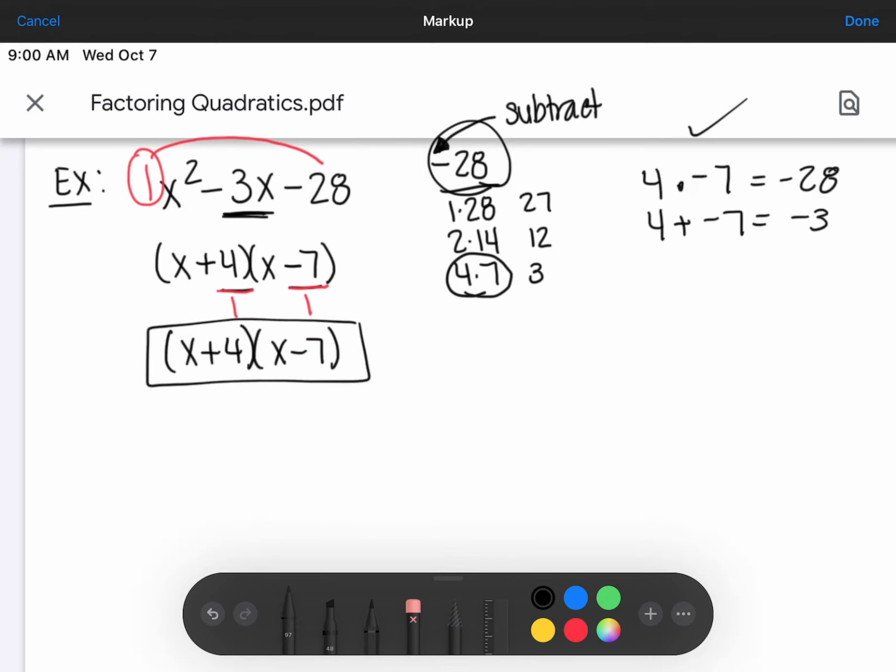And usually if your coefficient is a 1 and you're a really strong math student, then you know that you can just find factors of the last term that would add up to give you the middle term. So factors of negative 28 that would add up to give you negative 3. And so these could be very fast if you're a very strong math student and you know that the leading coefficient is a 1.